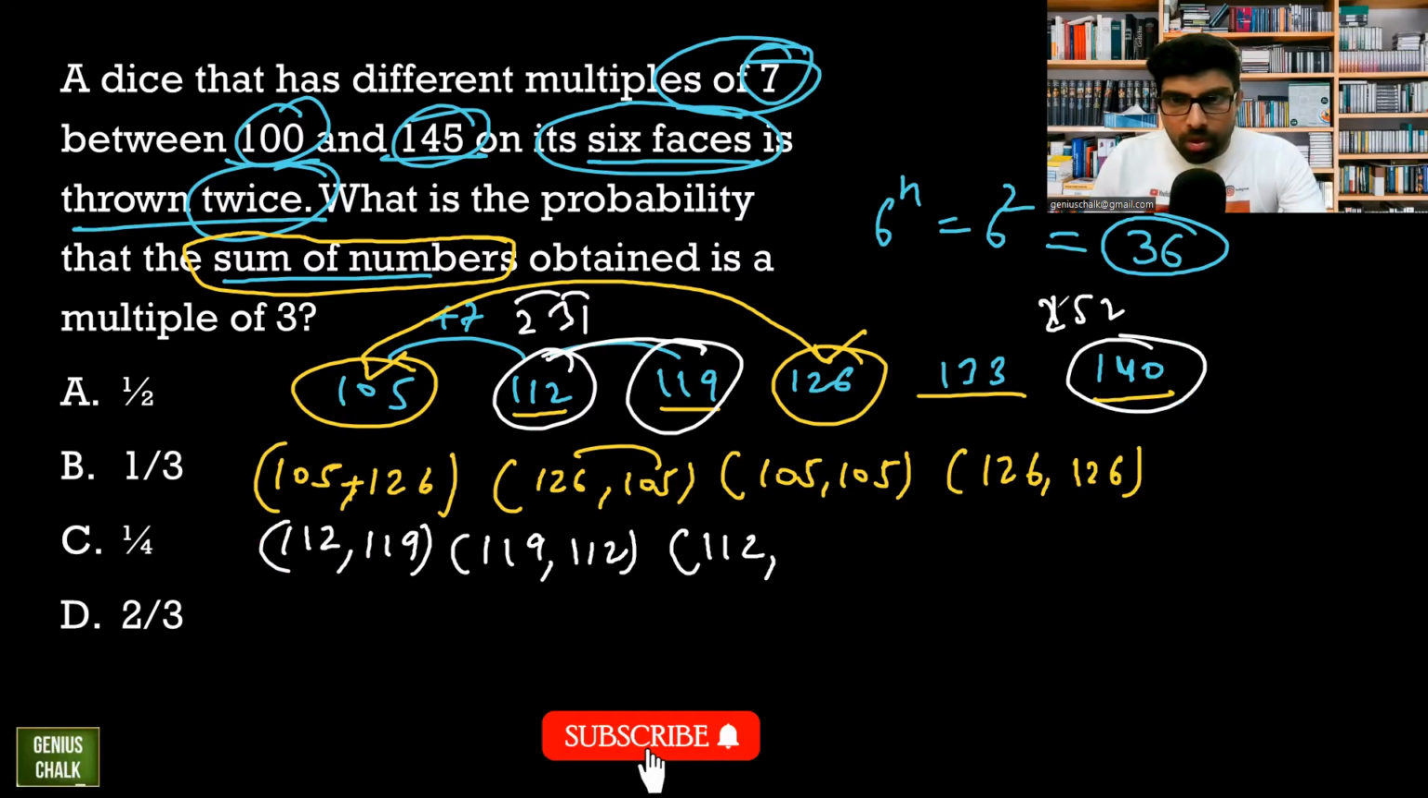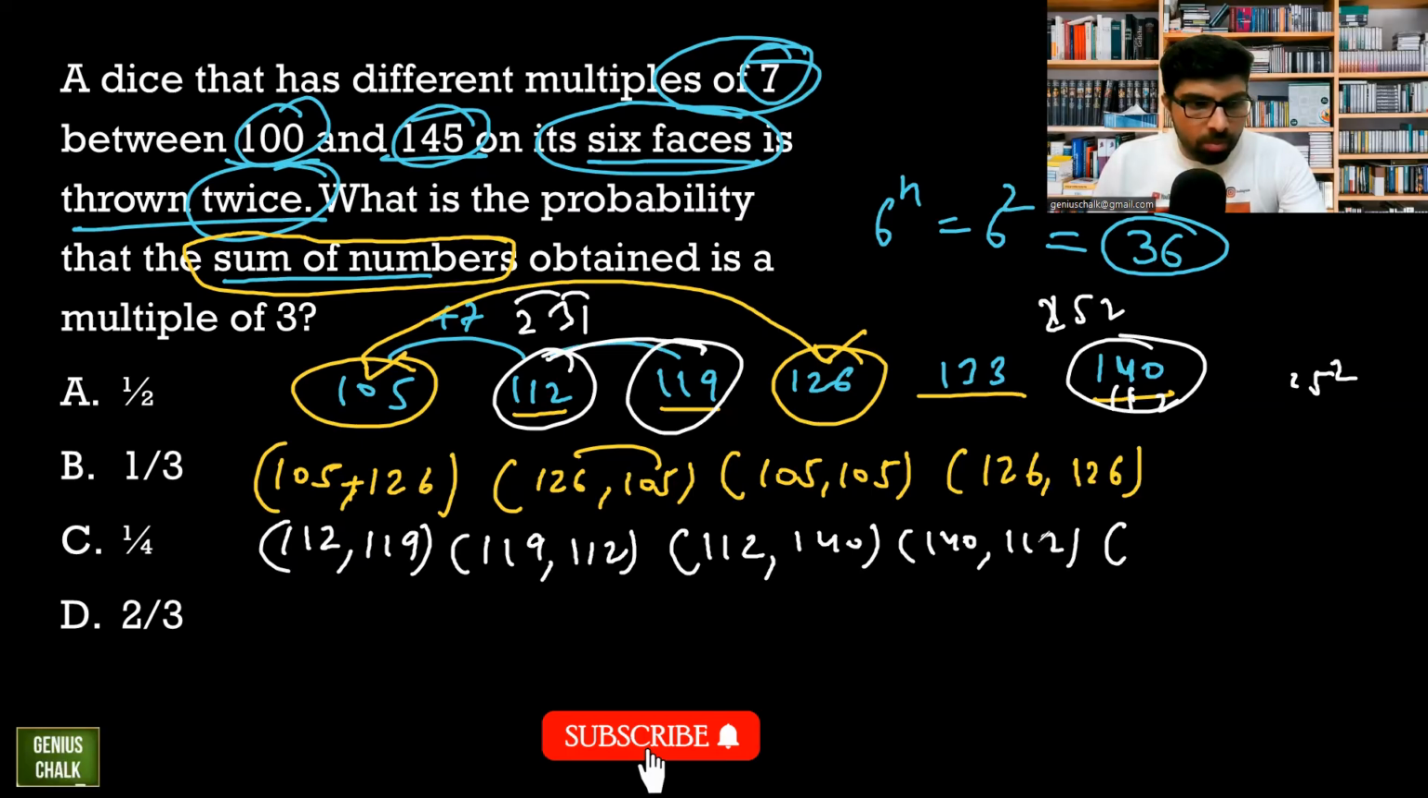252. This is also cancelled. 140 and 112 added is 252. So yes, it is also cancelled. So this could be taken, and the reverse also. It could be 140 and 112. So how many pairs are there? Just count in the end.